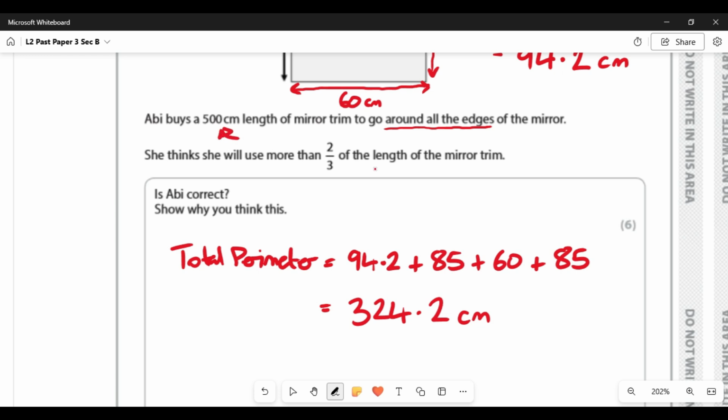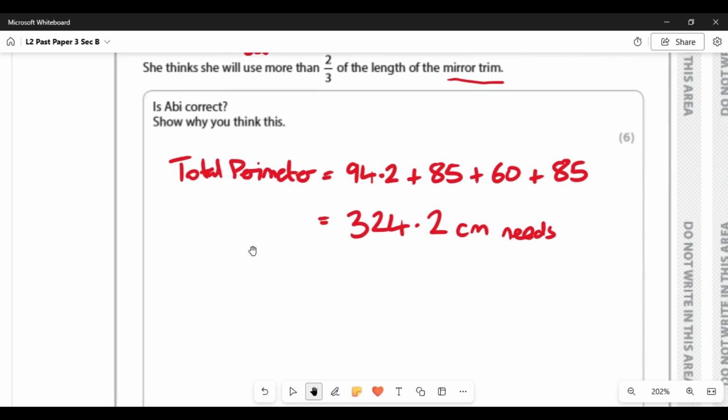500 centimeters she's got. This is 324.2. This is what she needs. So can you see? We need to work out 2/3 of what she's got, because they said she thinks she will use more than 2/3 of the length of the mirror trim. So she's got 500 centimeters of the mirror trim. So we need to work out 2/3 of 500 and compare it with the 324.2.